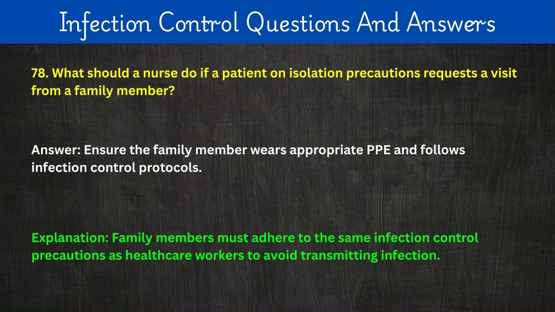78. What should a nurse do if a patient on isolation precautions requests a visit from a family member? Answer: ensure the family member wears appropriate PPE and follows infection control protocols. Explanation: family members must adhere to the same infection control precautions as healthcare workers to avoid transmitting infection.